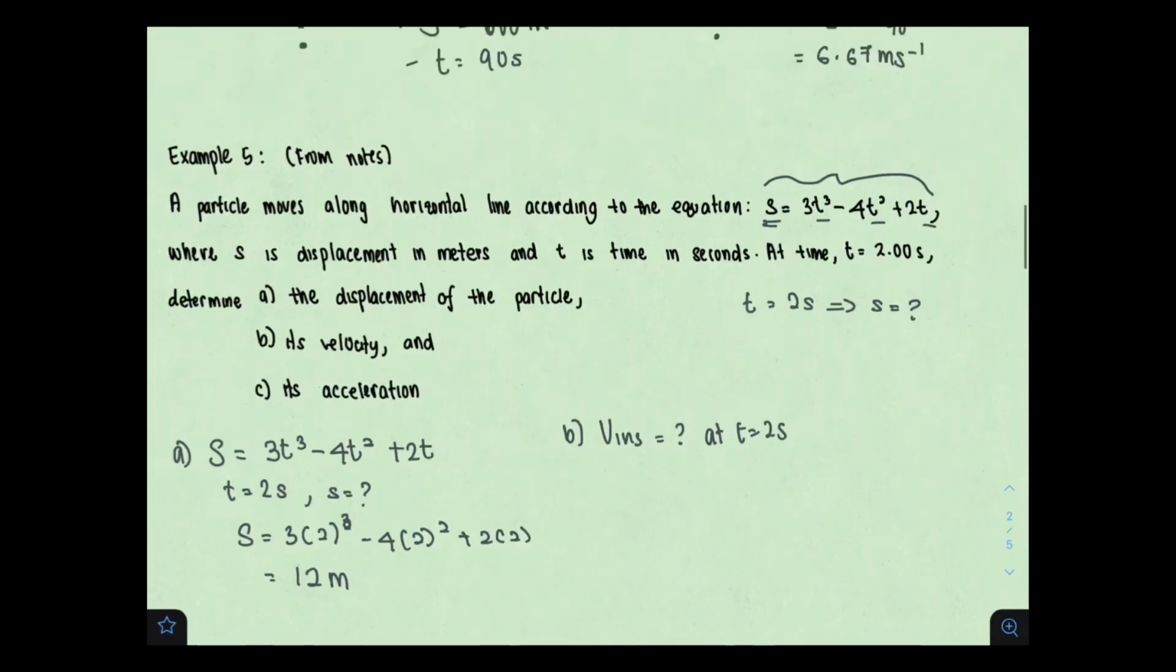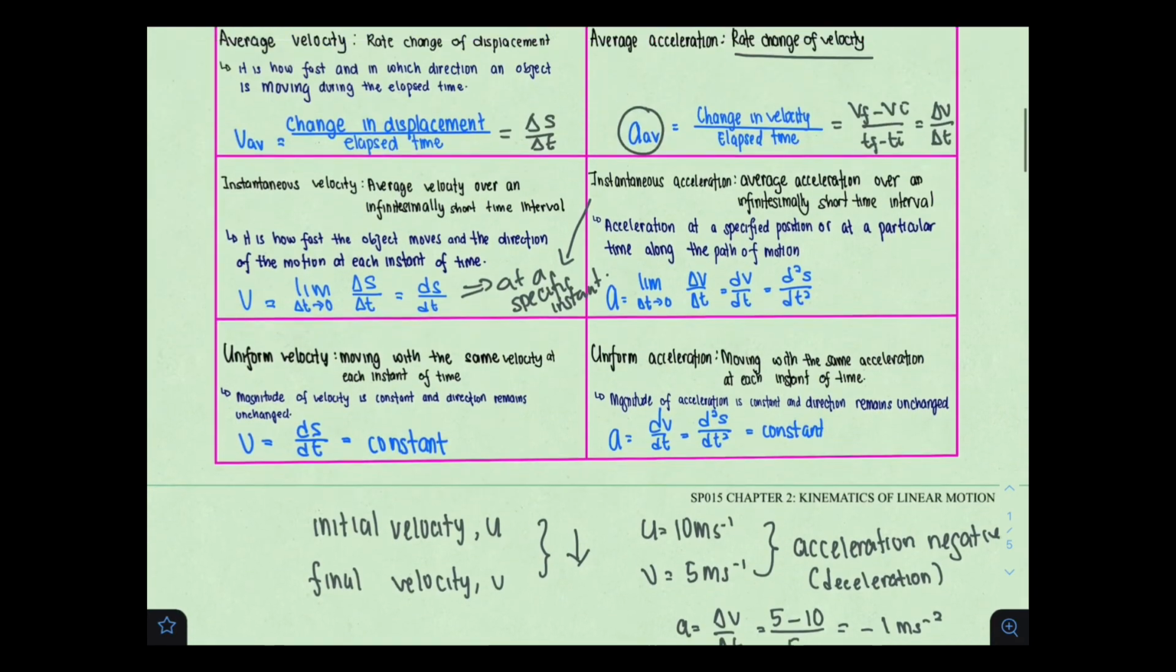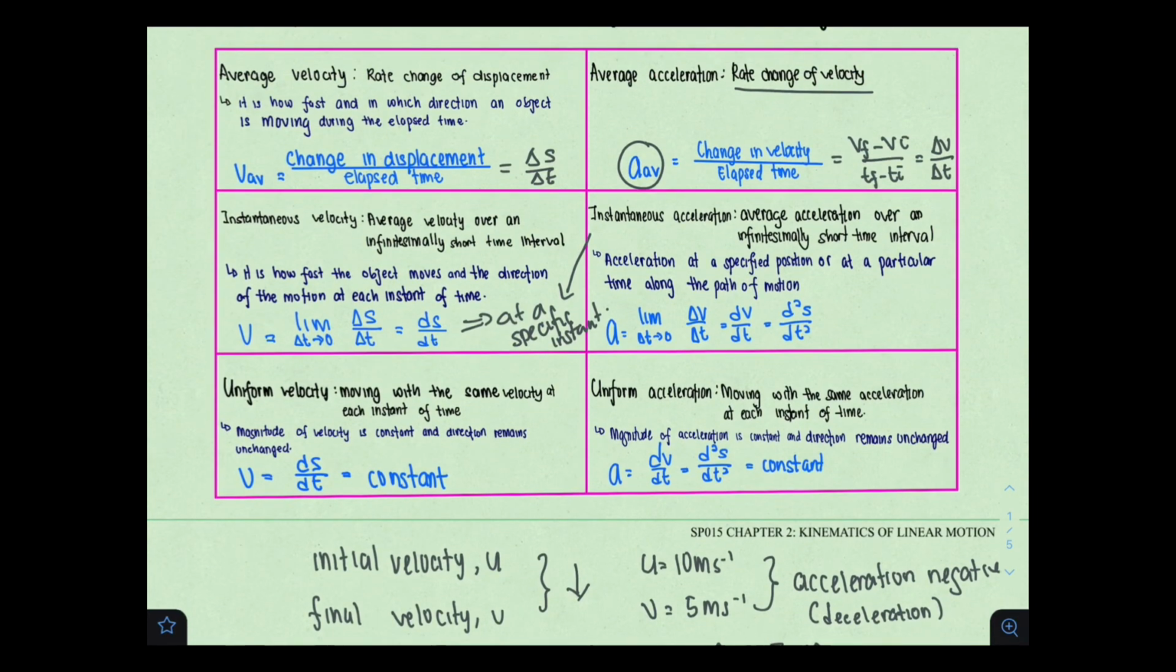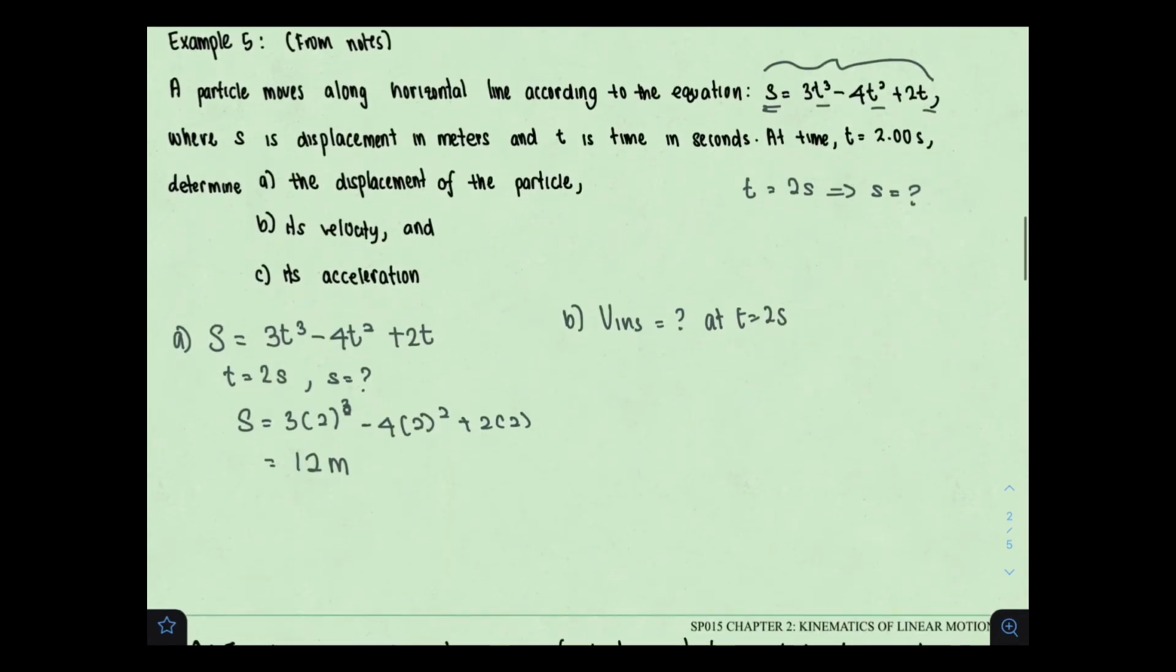Because that particular instant. So if we go back to our table here, instantaneous velocity is ds over dt at a specific time. What does ds over dt mean here? To find velocity, you have to differentiate your displacement. So what do we have here? We have the equation of s with respect to t, right? Since we have it in terms of an equation, we differentiate it directly.